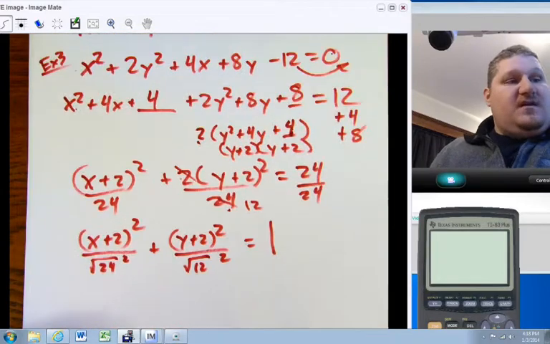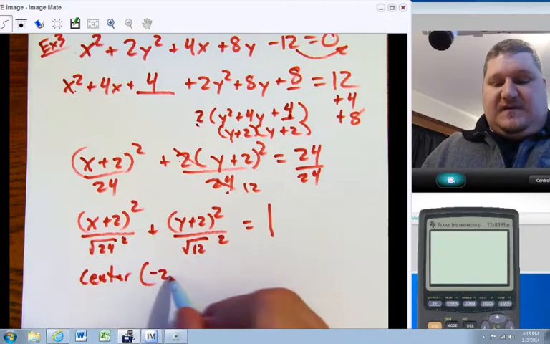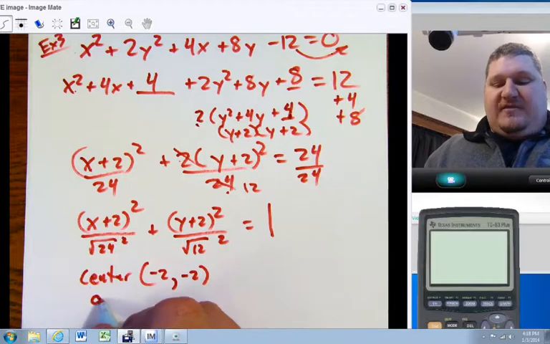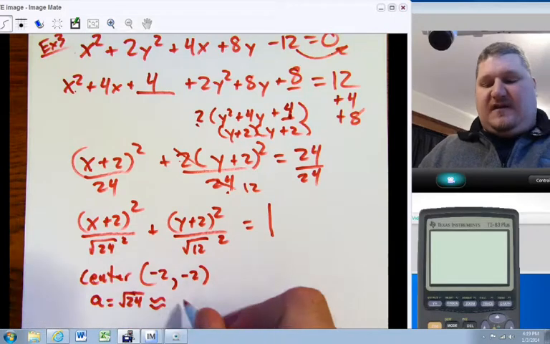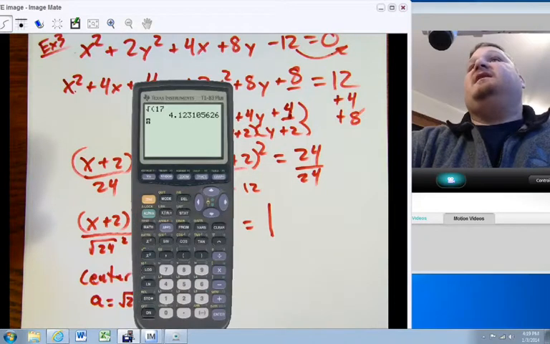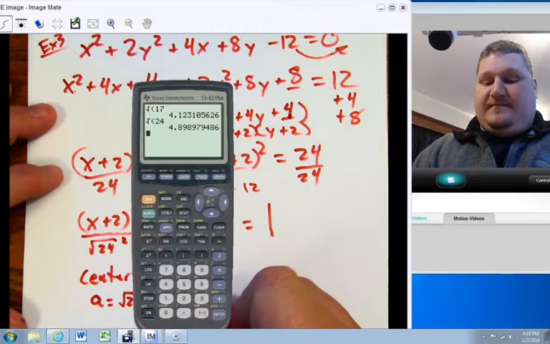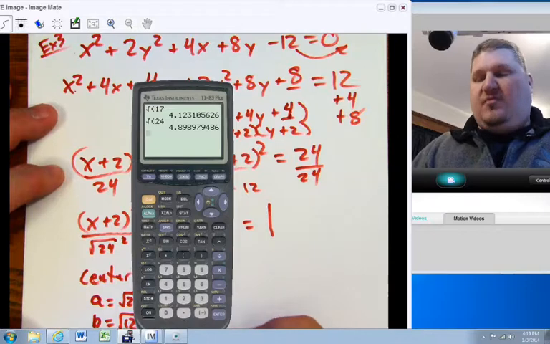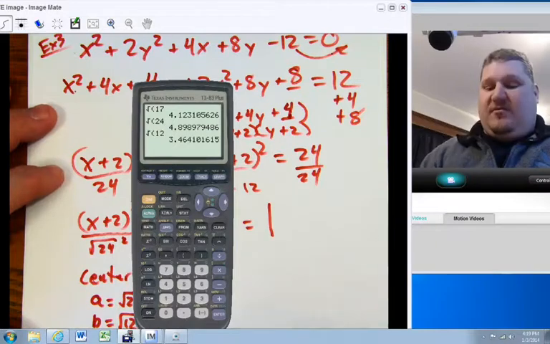So, we have a clear center at negative 2, negative 2, because it's x plus 2, comma, y plus 2. We have an a value of whatever the square root of 24 is. Now, square root of 24 is approximately 4 point something. Let's grab our calculator. We say second square root 24, and we get approximately 4.9. We get b, which is the square root of 12. Well, square root of 12 is going to be approximately 3 point something. So second square root of 12, we get 3.5-ish.